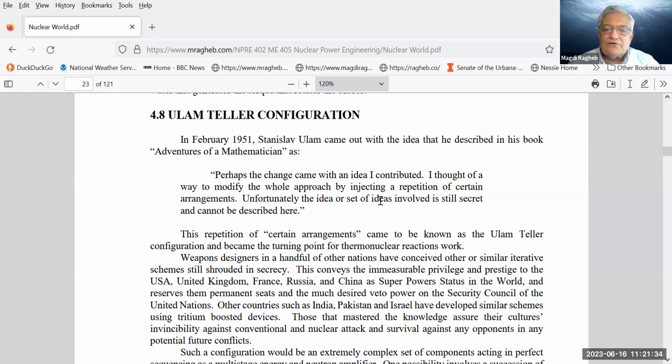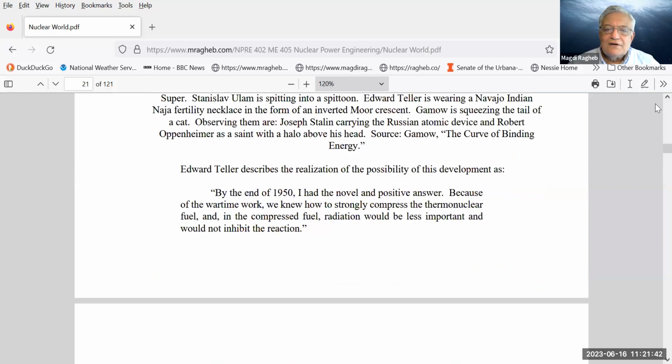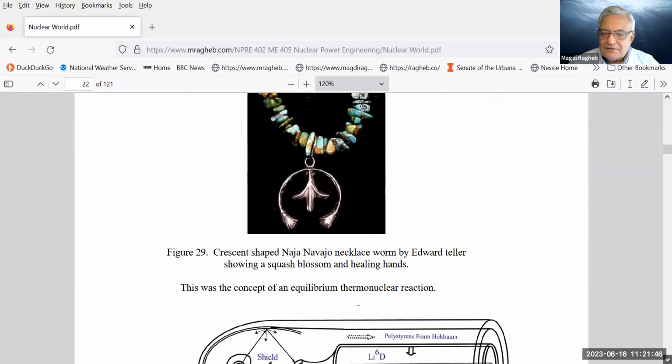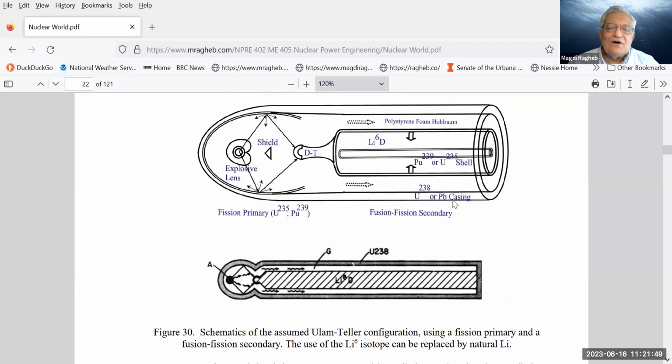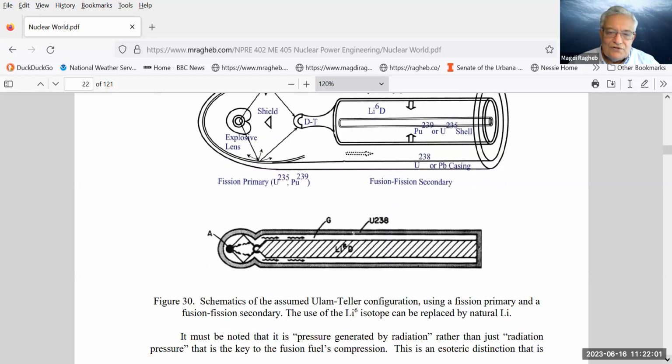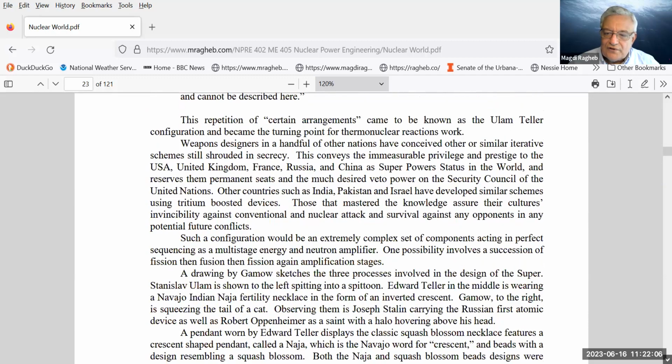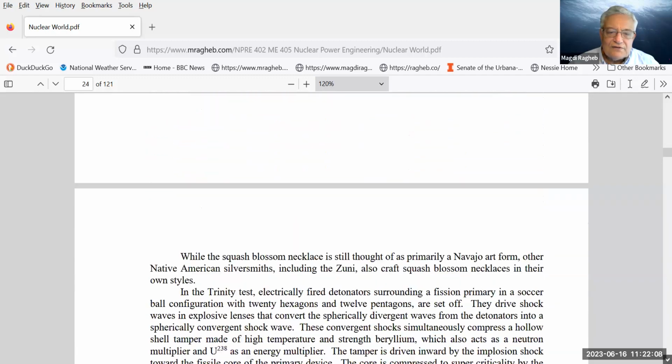Unfortunately, the idea or set of ideas involved is still secret and cannot be described here. And that became known as the Ulam-Teller configuration, and people simply try to speculate what that configuration is. And this is basically the whole idea of it. But engineers and scientists in the national laboratories who deal with weapon devices basically end up spending lifetimes improving on the processes involved in that type of an explosion.